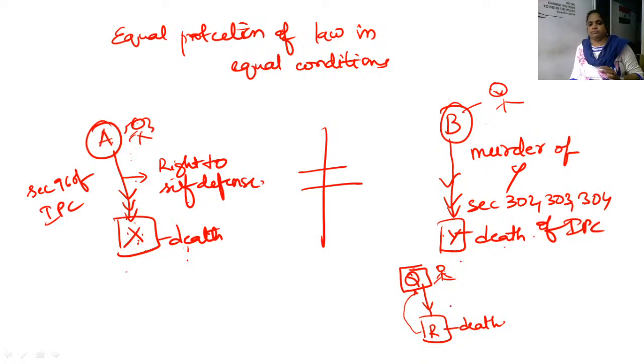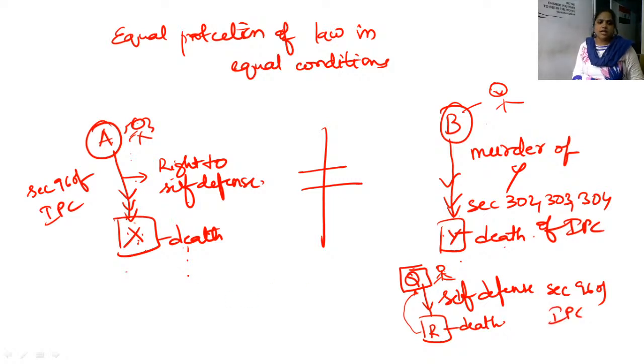So Q killed R. What did Q do over there? He tried to protect himself from R, and as part of that, Q killed R. Here, what is it? Self-defense. And the question is, can you make these conditions equal? Don't think about the gender over here. Think only about the situation. Here also death is due to self-defense; R's death is due to Q's right of self-defense.